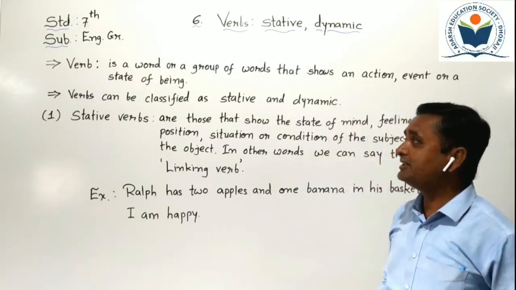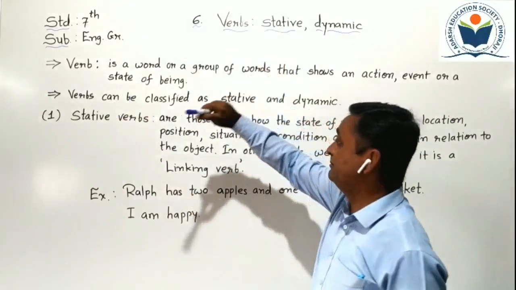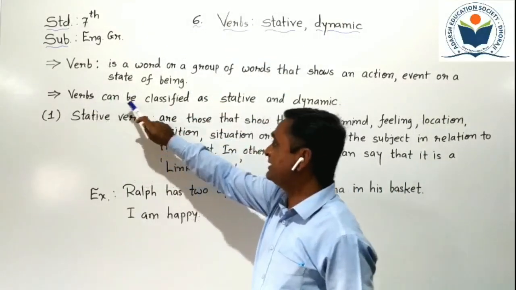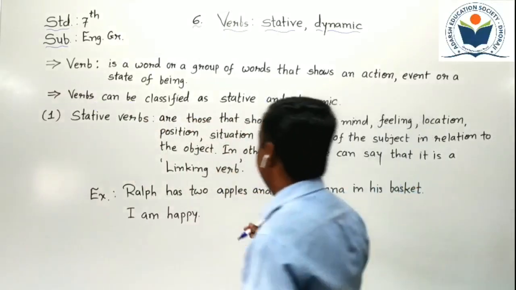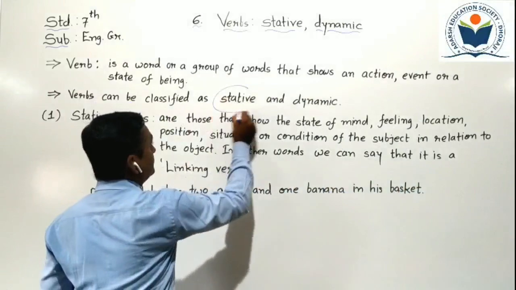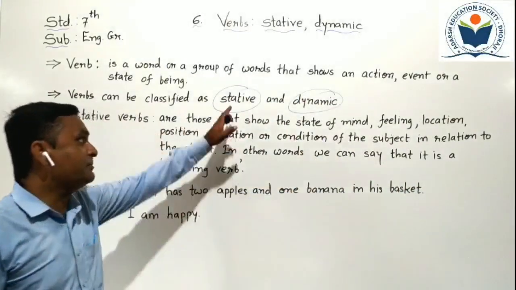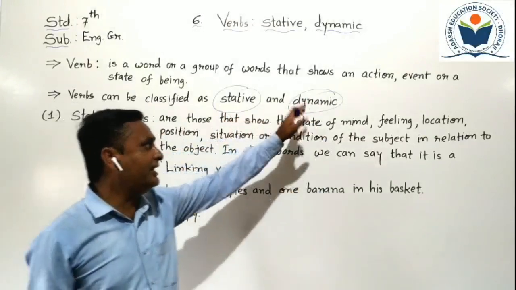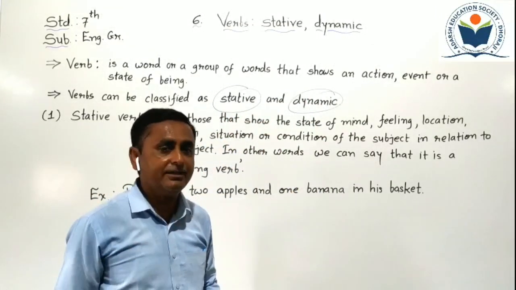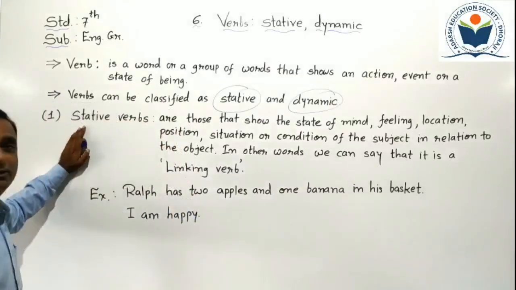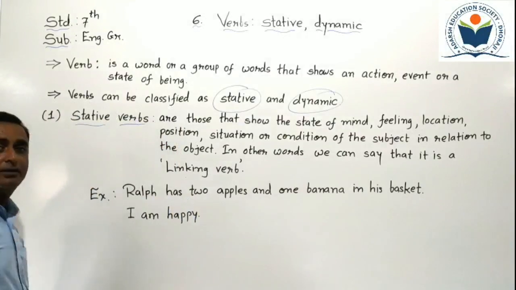Now based on that we have studied about stative and dynamic. Verbs can be classified as stative and dynamic. Verb can be classified into two types, stative and dynamic. Stative means linking verb and dynamic means action verb. We studied in our 6th standard. Now first of all, stative words. We have to study about stative verbs.